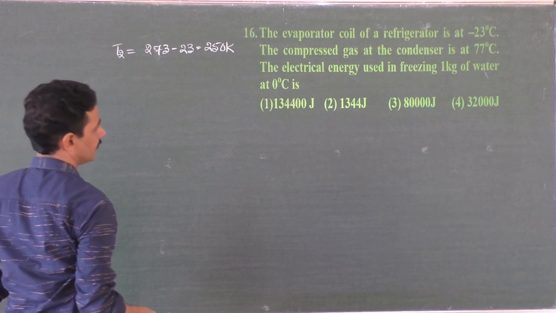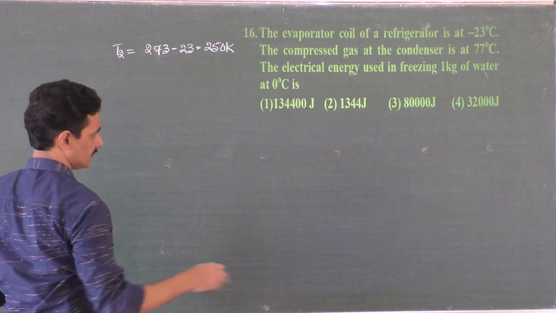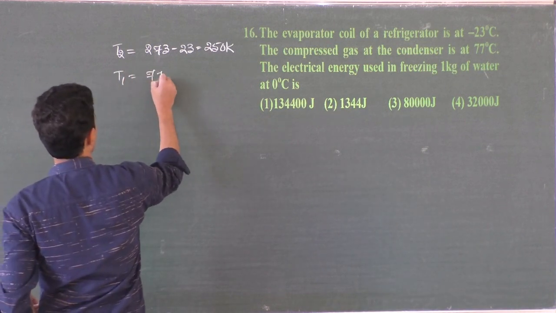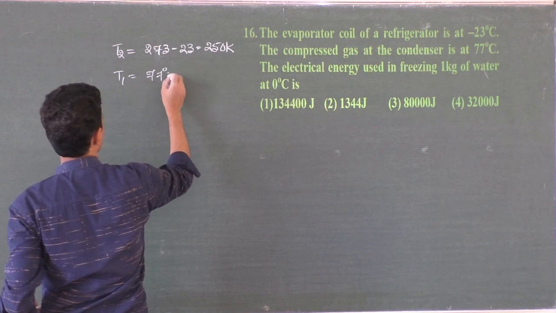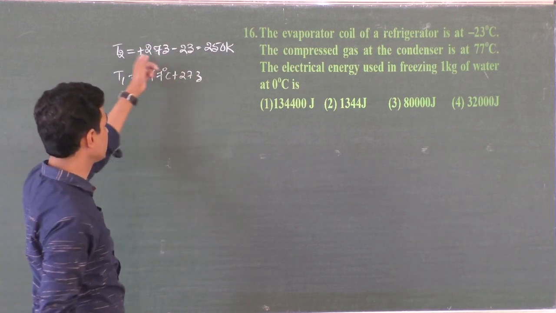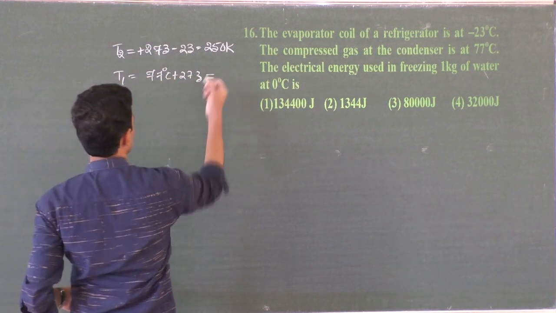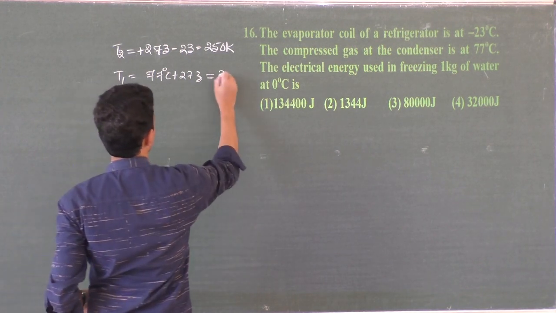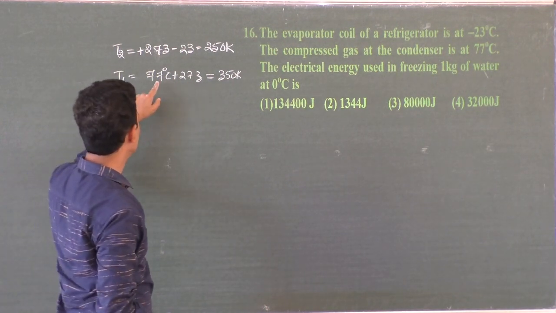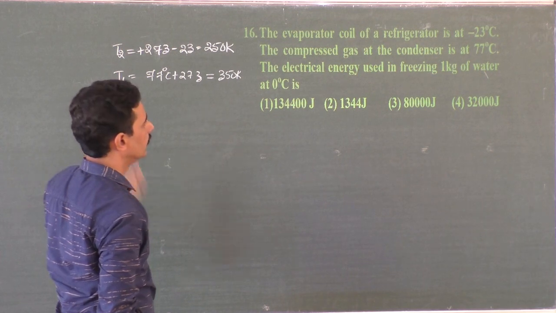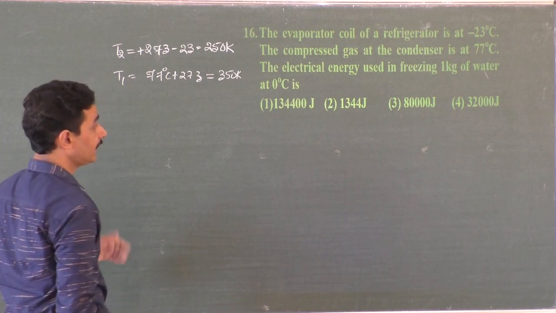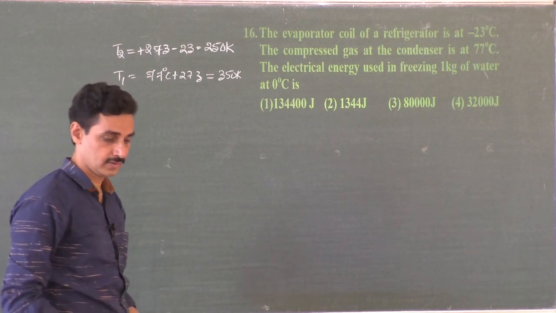The gas compressed at the condenser is at 77 degrees Celsius. So temperature of the hot reservoir, T1, is 77 plus 273, which is 350, correct? Yes, it is a 100 difference, right? 350 Kelvin. Now, the electrical energy used in freezing 1 kg of water at 0 degrees Celsius.